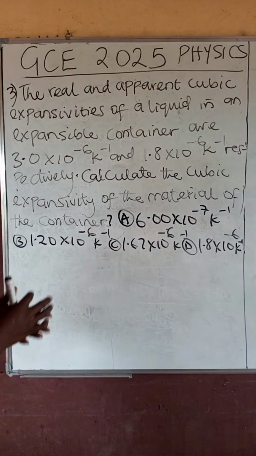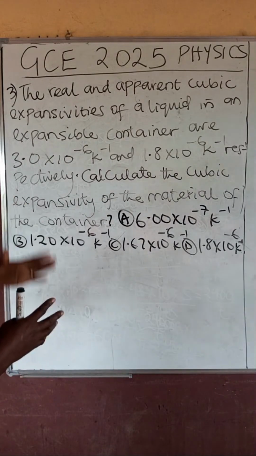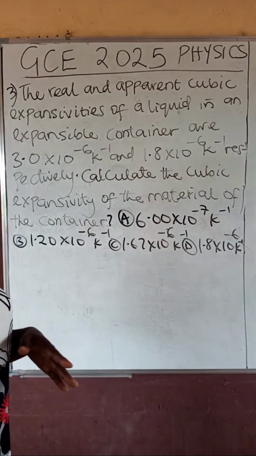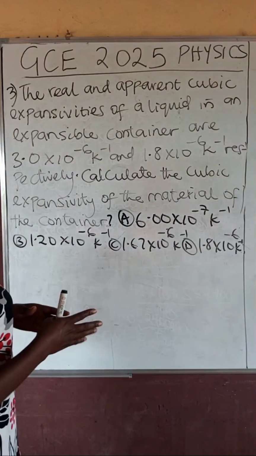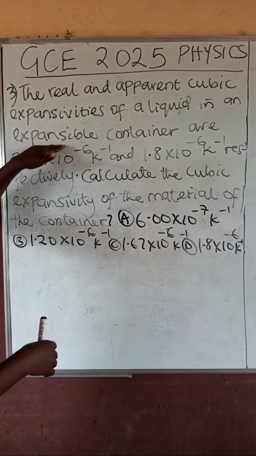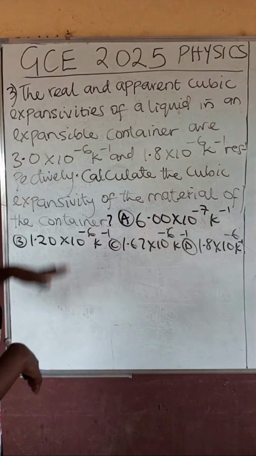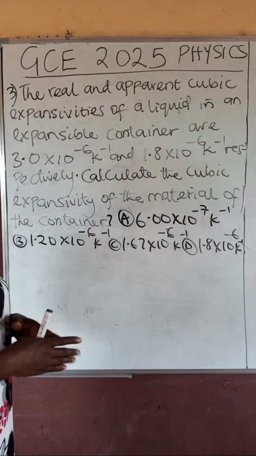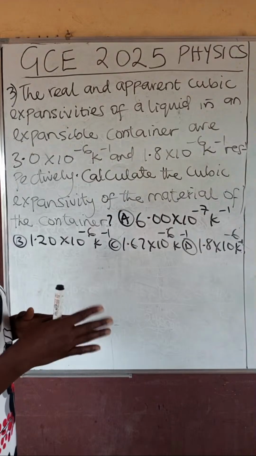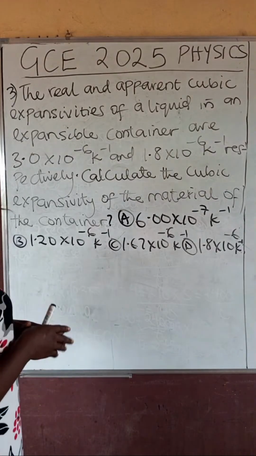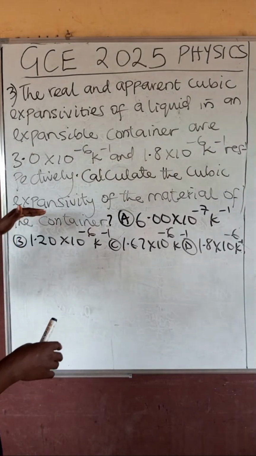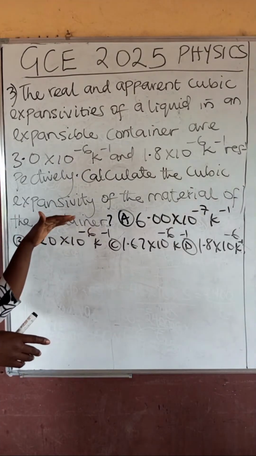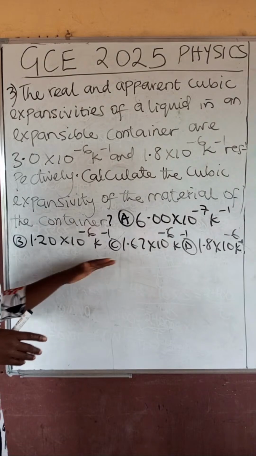All right, let's look into this question. The real and apparent cubic expansivities of a liquid in an expansible container are 3.0 times 10 raised to power minus 6 per Kelvin and 1.6 times 10 raised to power minus 6 per Kelvin, respectively. Calculate the cubic expansivity of the material of the container. And we are given these options.